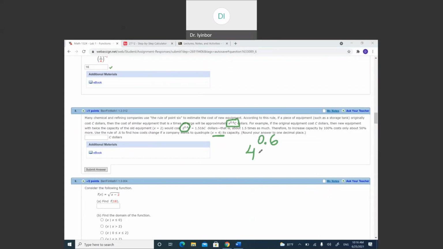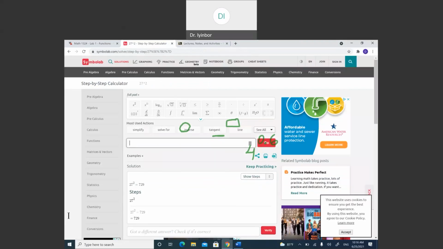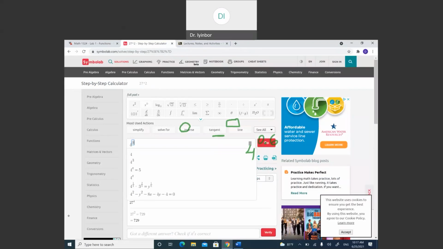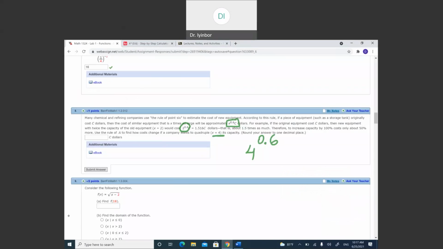And you can just use your symbol up to see what is that. So we have to do 4 with exponent. For exponent, you're going to put that present x with the box. And then you put 0.6 in the exponent. And then it's going to give you the answer. So this is the answer. Let's see how they want the answer. Round to 1 decimal place.